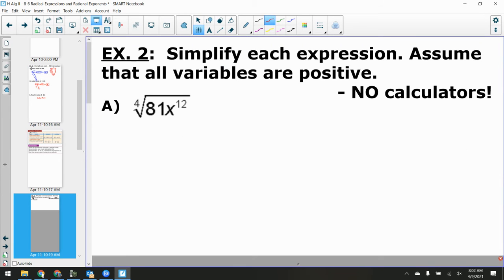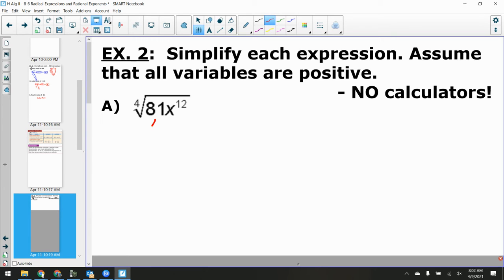So let's take a look here. Fourth root of 81x to the 12. Assume all variables are positive. I have to assume all variables are positive because if the variables turn out negative, or if something turns out negative, which wouldn't happen in this case, then I would have no real roots of anything underneath the fourth root. So I've got to just assume that all variables are positive. All right, 81x to the 12.